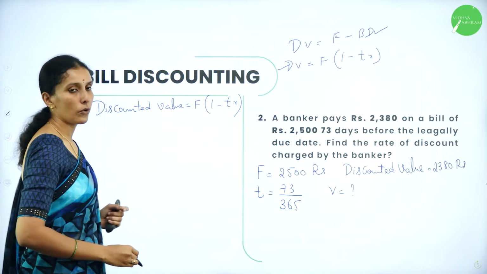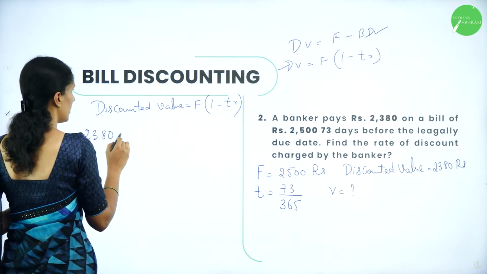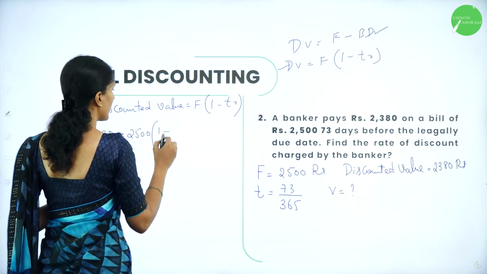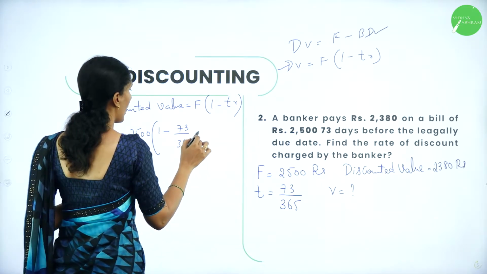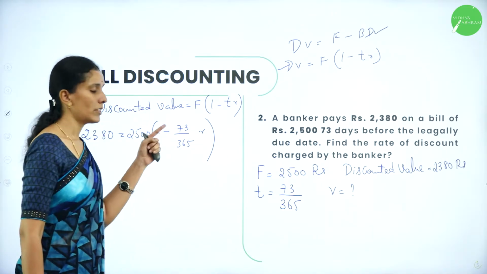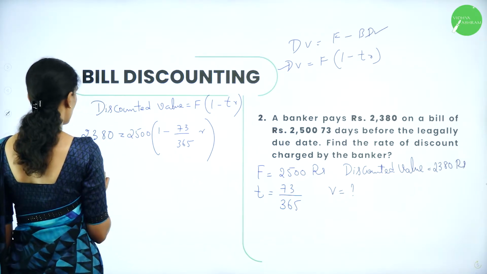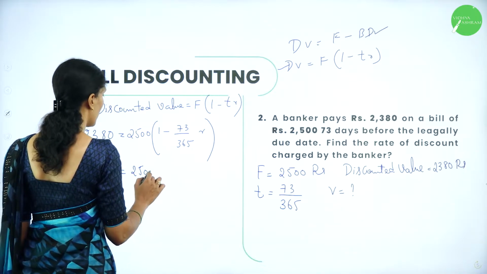What is my discounted value? That is 2,380. F is 2500. 1 minus time is 73 by 365. I don't know R. So 73 by 365 can be cancelled here. So 2380 is equal to 2500.